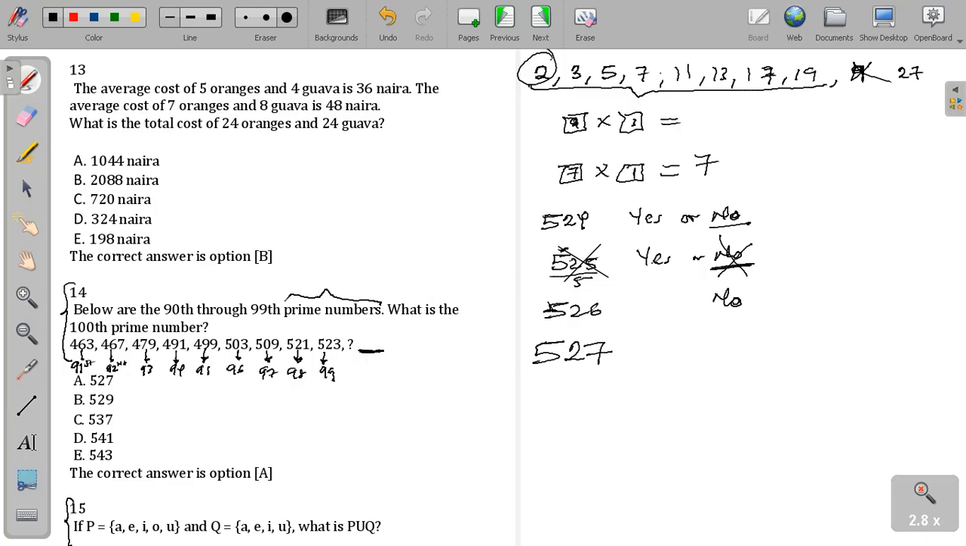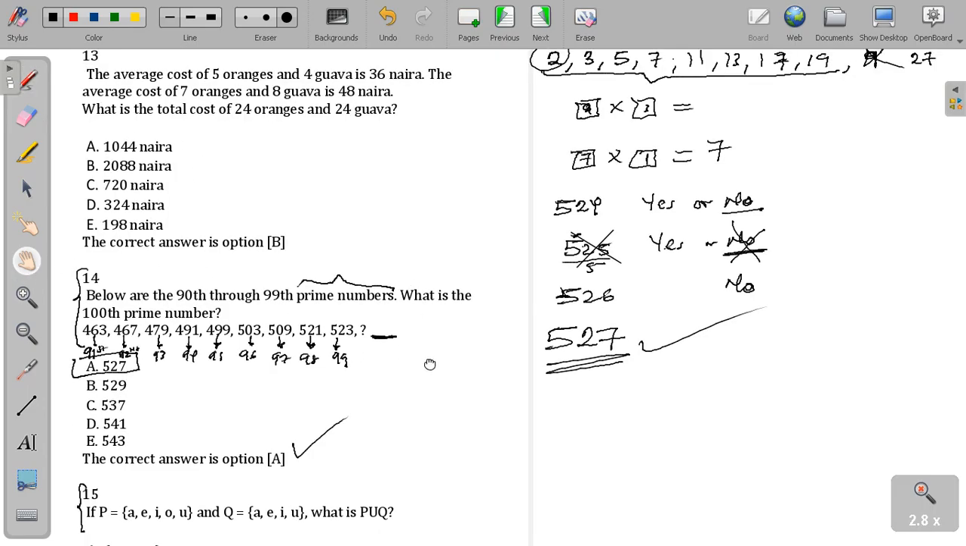What of 527? 527 is a prime number. You can't look for two things that will give you 527. So that should be the next one, and that's 527. That's how they arrive at option A. So is that clear, guys? Now let's move straight to the next one.